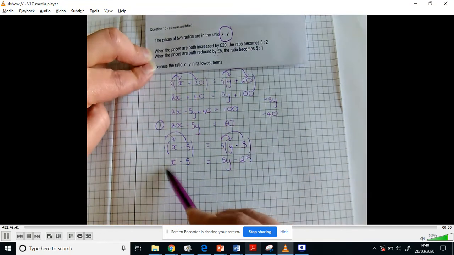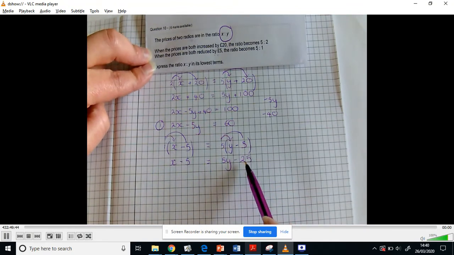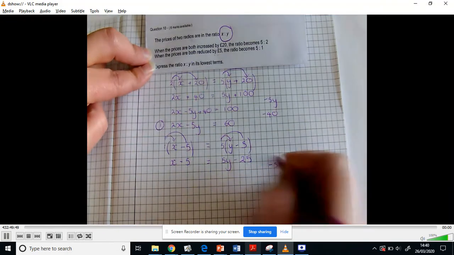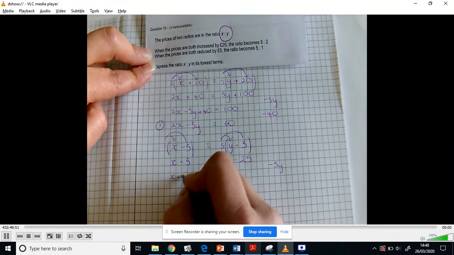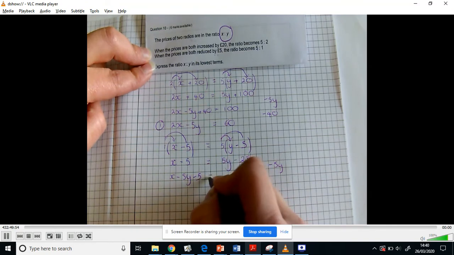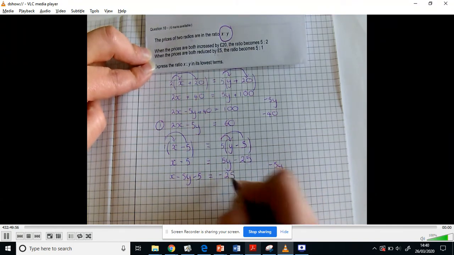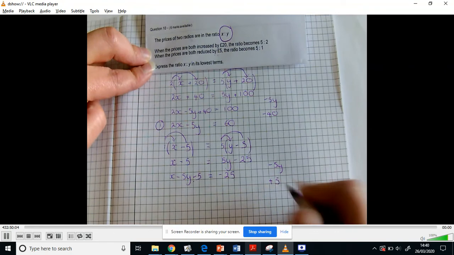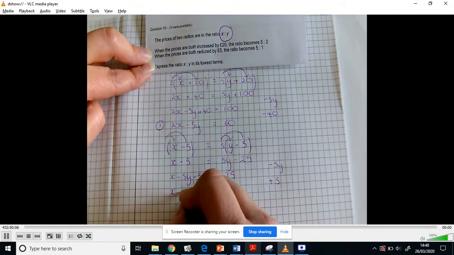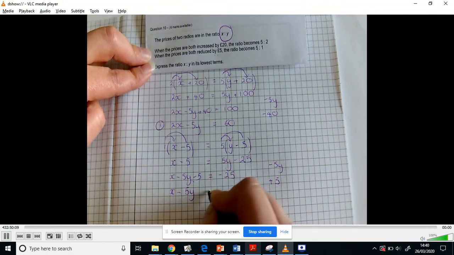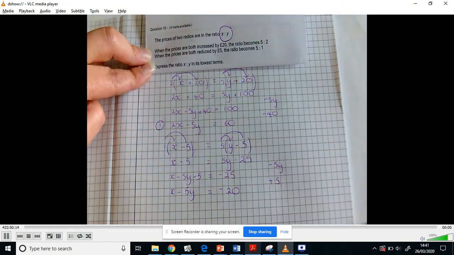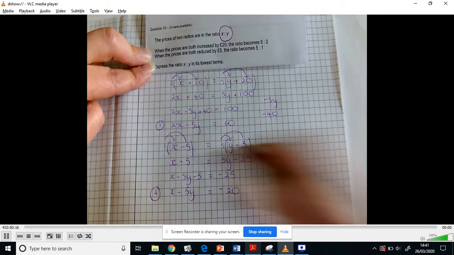Again, I want to get my letters on one side and my numbers onto the other. So to start with, I'm going to subtract my 5y. That will give me x subtract 5y subtract 5 is equal to negative 25. To cancel out this negative 5, I'm going to add 5 to both sides. I've got x subtract 5y equals negative 20. Okay, that is equation number 2.